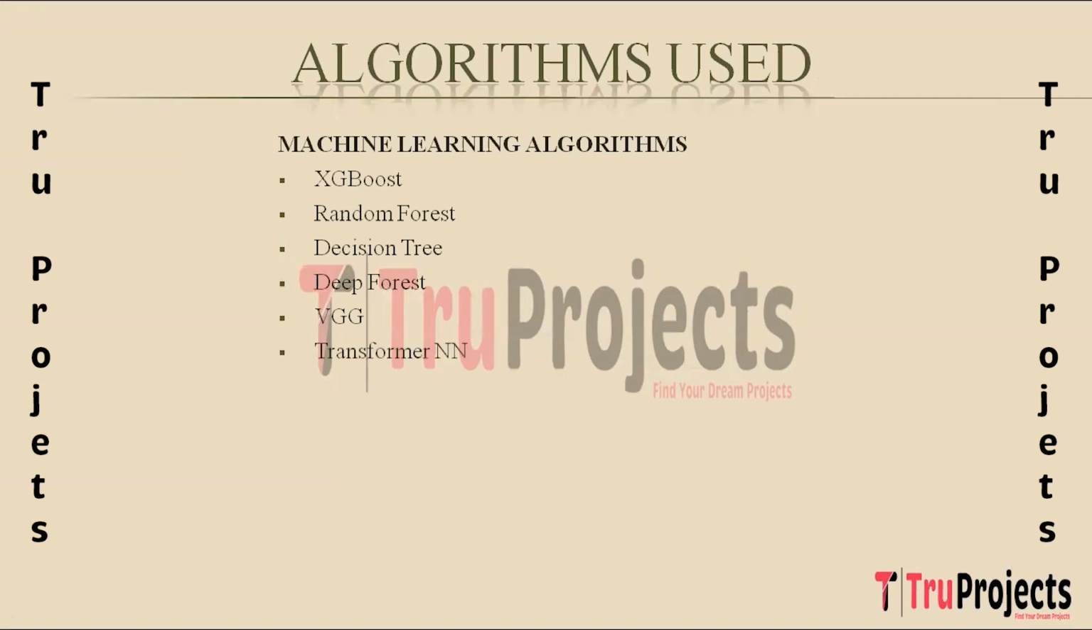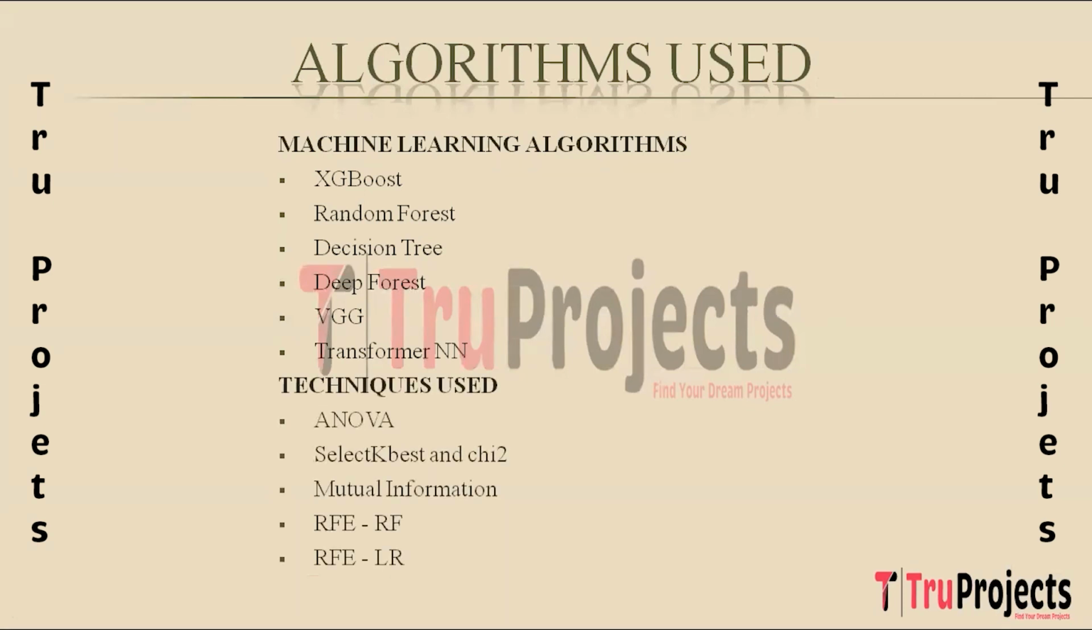The next algorithm built is Transformer NN, that is Transformer Neural Network. So Transformer NNs use self-attention mechanisms for sequential data. In this project, they prove effective for capturing dependencies in features, crucial for understanding the sequential nature of malware data.